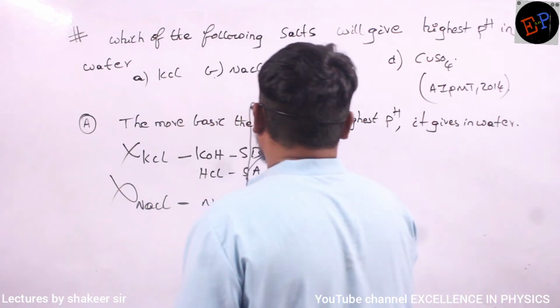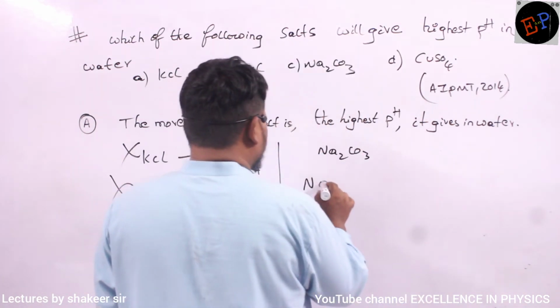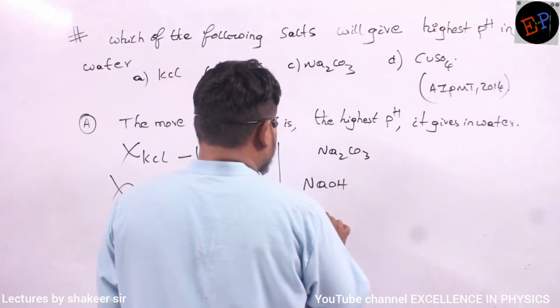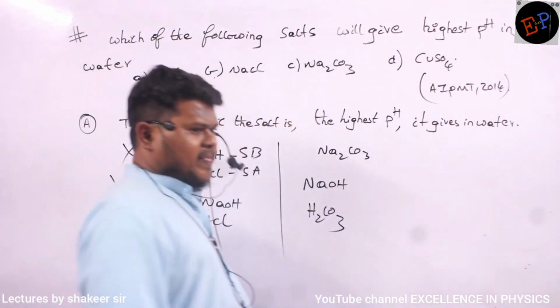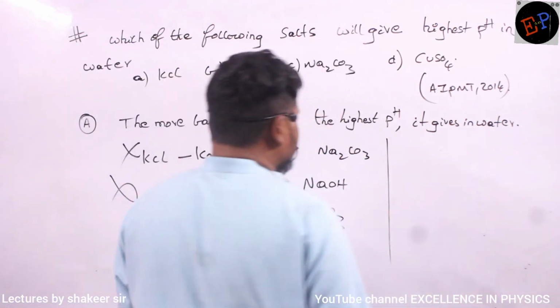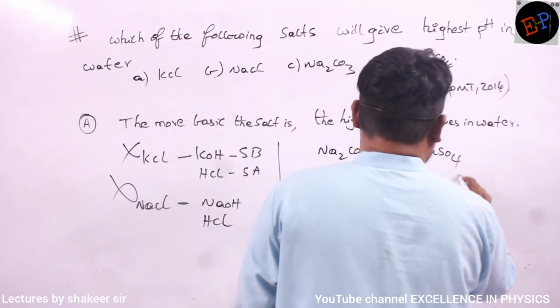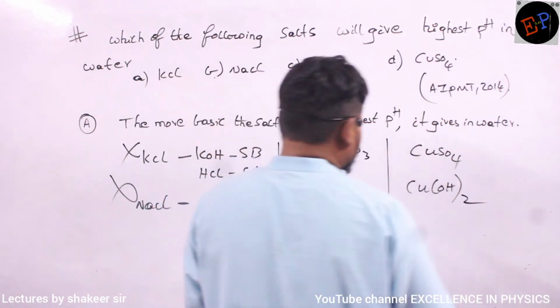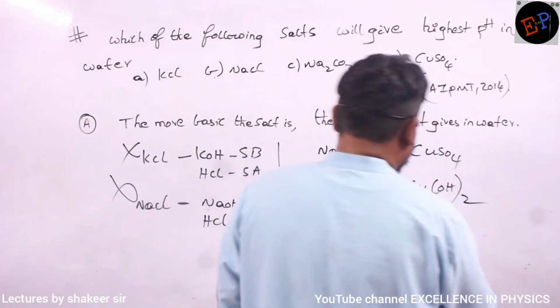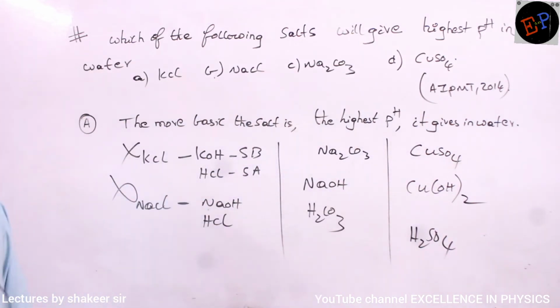Then you take Na2CO3. Okay, ma? So this is a salt of NaOH and H2CO3. Next, if you study CuSO4. CuSO4 is the salt of copper hydroxide, Cu(OH)2, and H2SO4. Are you able to understand? Ma? Now these two are not correct. Now what about these two?